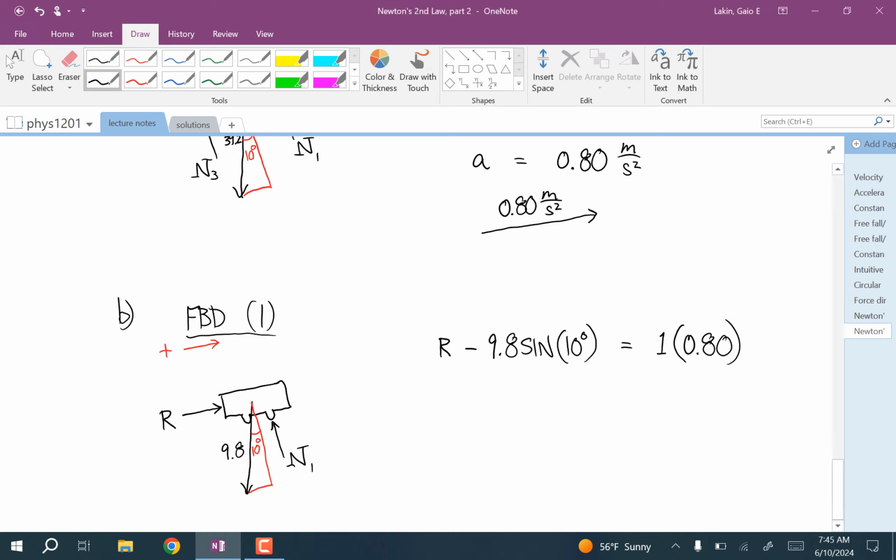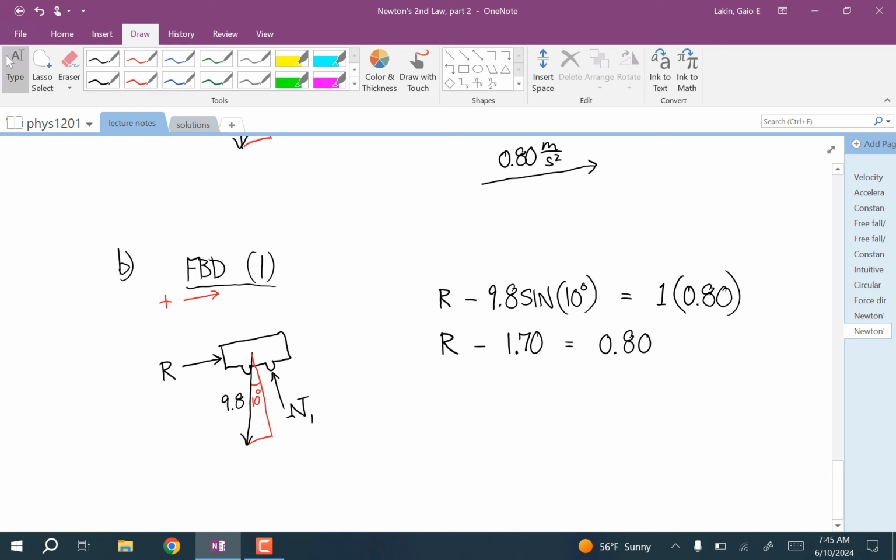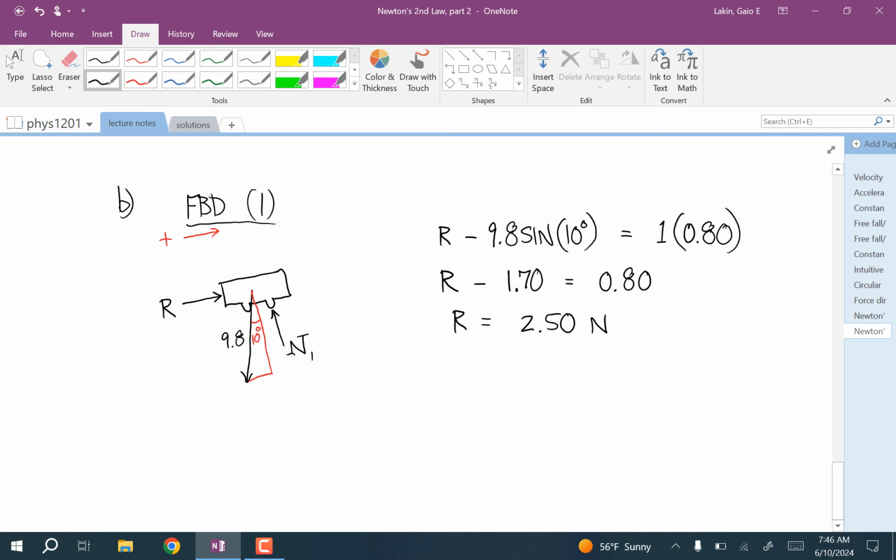So we get that R minus 1.70 is equal to 0.80. And so R is equal to 2.50 newtons. That's positive.